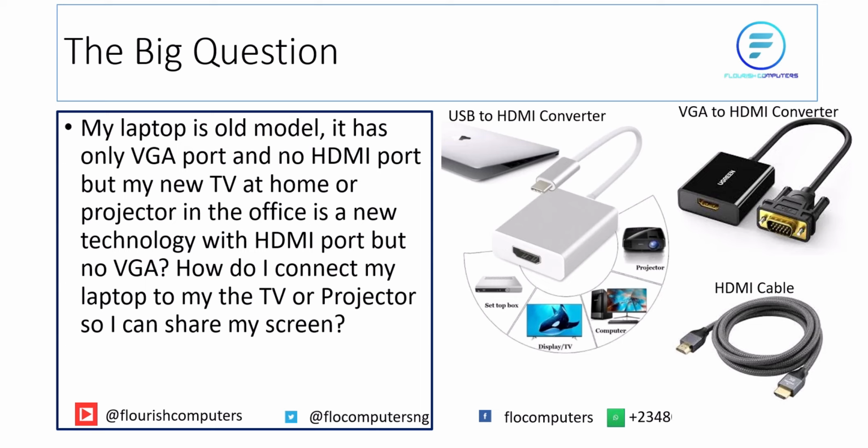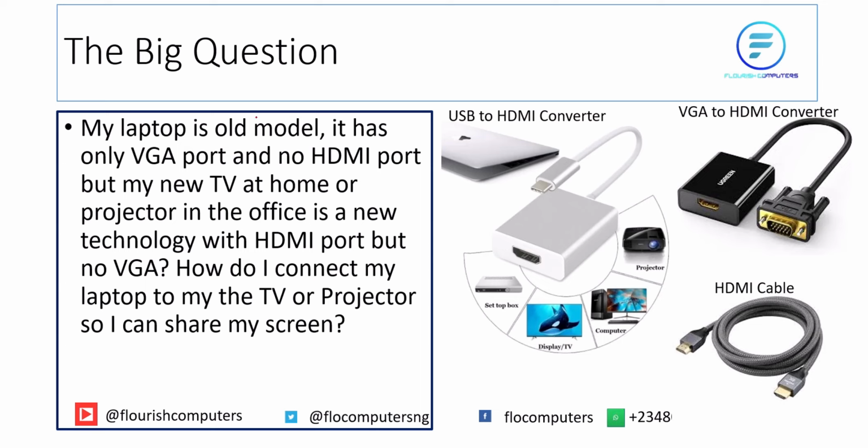So the question is, how are you going to connect? How are they going to communicate? The way to get them to communicate is through what we call a converter. That is what you call a USB to HDMI converter. In the next slide, I'm going to talk about the HDMI, and I'm going to talk about the VGA as well. But we have a converter, a VGA to HDMI converter or a USB to HDMI converter.